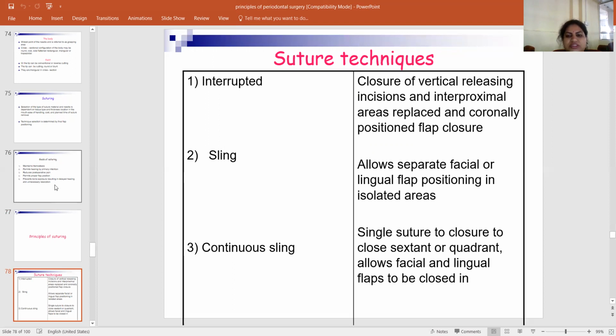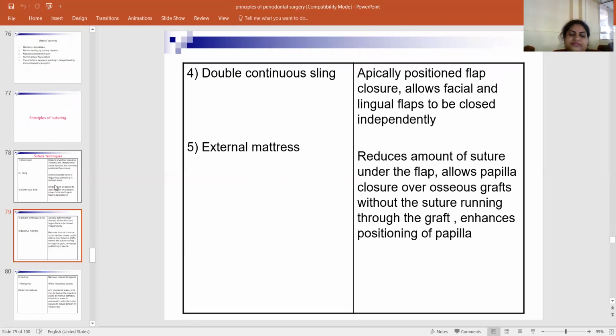Sling suture, which allows separate facial and lingual flap positioning in isolated areas. And third is your continuous sling. What is the main advantage of the continuous sling? All the flaps are threaded with only one suture material and one knot. So all the interdental spaces of multiple teeth or a whole section, or you can call it the quadrant, it allows the closure of both buccal and lingual flaps with a single tie.